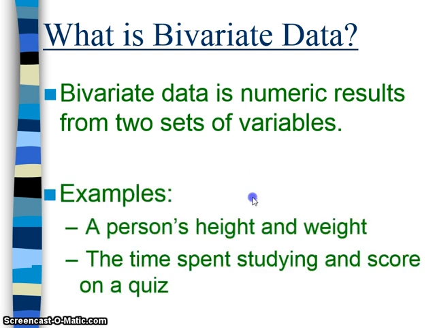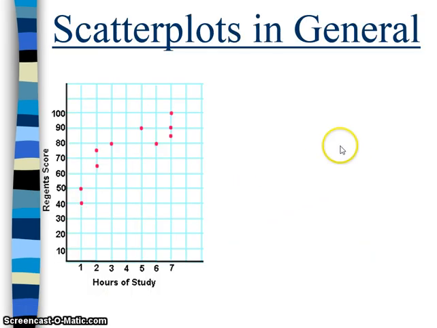Bivariate data can then be displayed on scatter plots. This is an example of a scatter plot. Notice it is part of a coordinate plane, and it can be an entire coordinate plane. It's just in this situation, hours of study can only be positive values and scores on a test can only be positive values. That's why you see only quadrant 1.